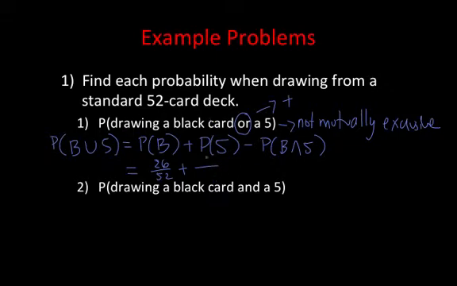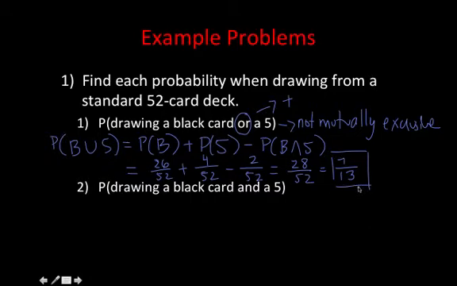How many 5s are there? There are only 4 5s in a 52 card deck. And then we're going to subtract the probability of getting a black and a 5. There are 2 cards in a deck that are both black and 5. So then we have to do 26 plus 4 minus 2. So we have 28 over 52, and that reduces to 7/13. So the probability of getting a black card or a 5 is 7/13, or 7 out of 13.